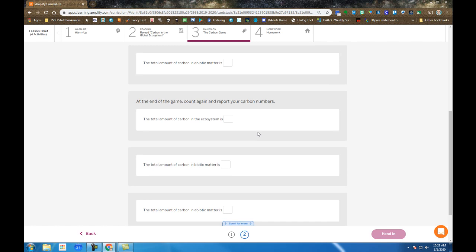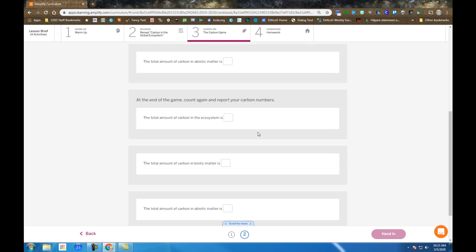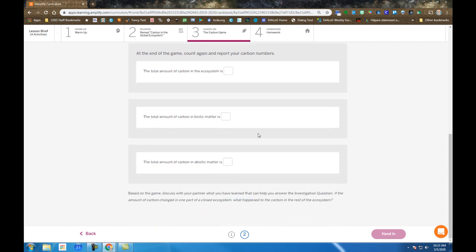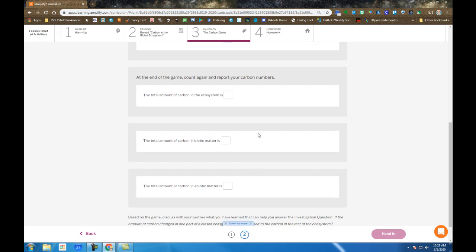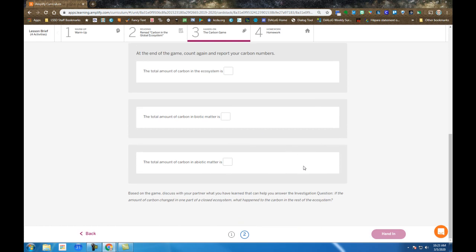It may move from biotic to abiotic. You may have 8 and 22, and then it becomes 15 and 15, and then it moves on to 20 and 10. It doesn't matter. The total amount of carbon stays at 30. That's what they want you to understand. It's a closed system. Tokens don't get added to the game, and they don't leave the game.